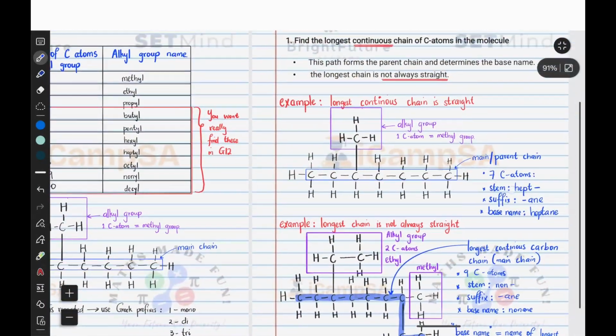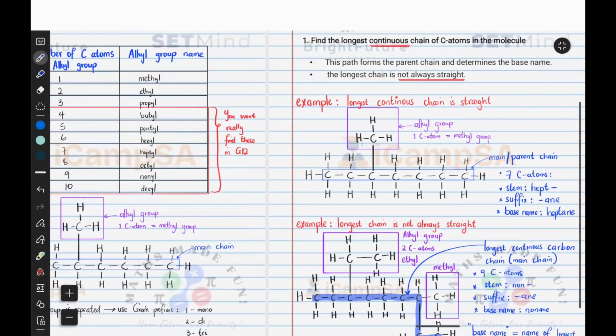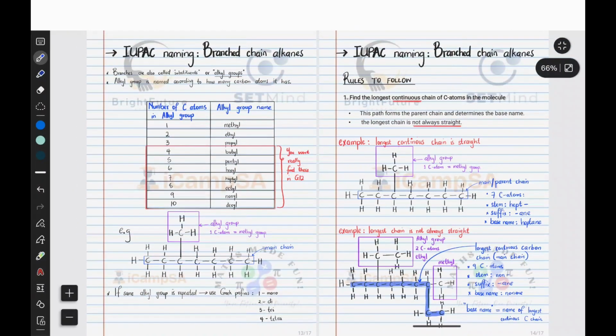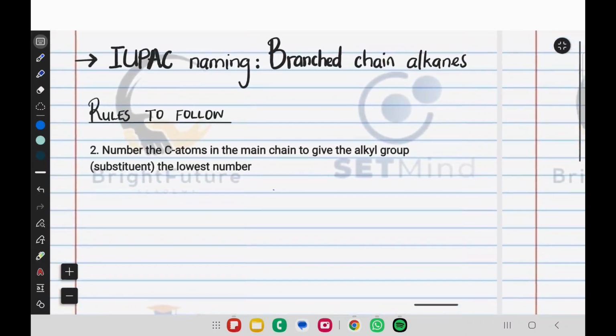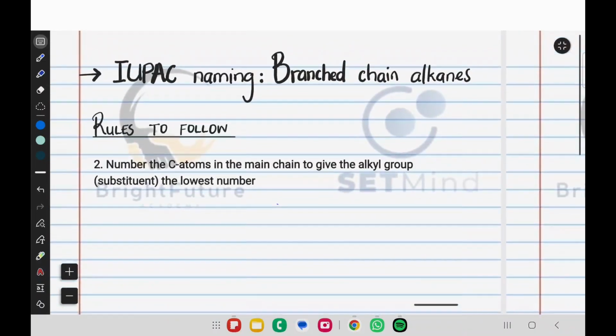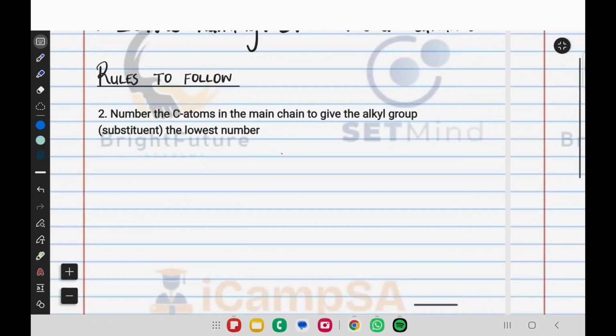All right, so then now you would combine all of these to make a name. This takes us to rule number 2. We will continue using the same example so that you don't get confused. Rule number 2: we now number the carbon atoms in the main chain so that we give the alkyl group the lowest number. Let me show you what that looks like.